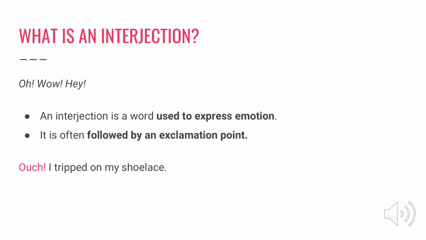Interjections are words used to express emotion. They are often followed by exclamation points. An interjection is a word you would throw in between sentences or thoughts to express a sudden feeling. Some examples would be, oh, wow, hey. And used in a sentence, we could say, ouch, I tripped on my shoelace. Interjections are often just one word, but they could also be phrases.